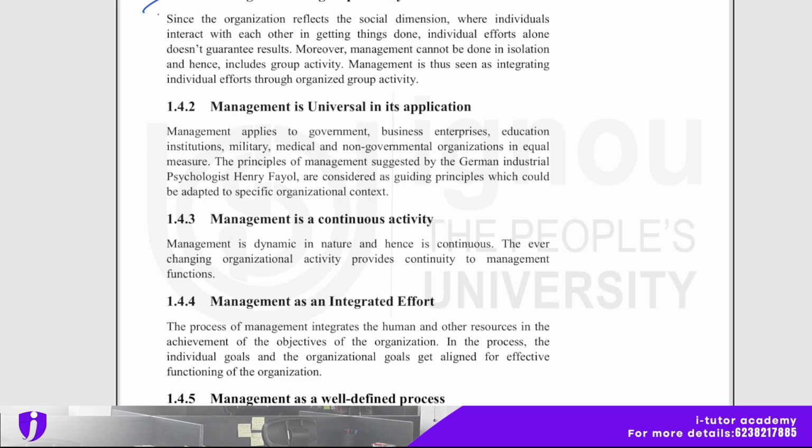And the second one is that management is universal in its application. It is universal in nature. Management is applied to government, business enterprises, education institutions, military, medical and non-governmental organizations in equal measure. The principles of management were suggested by the French industrial engineer Henri Fayol.